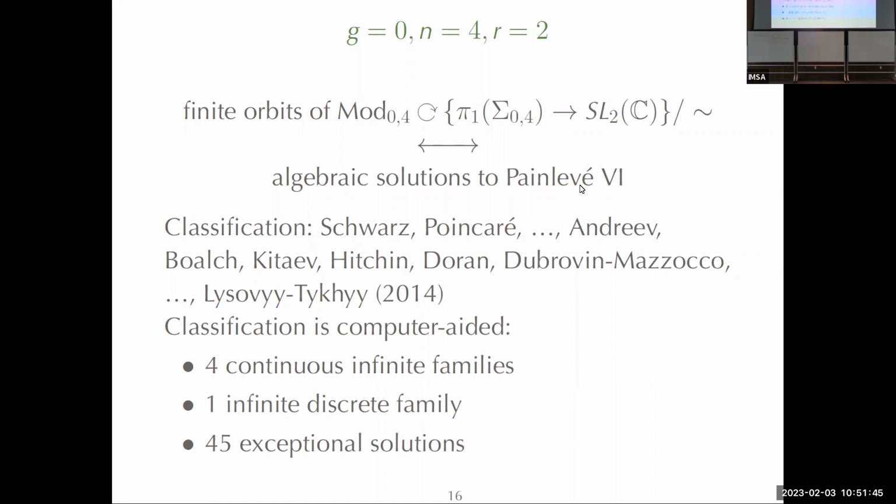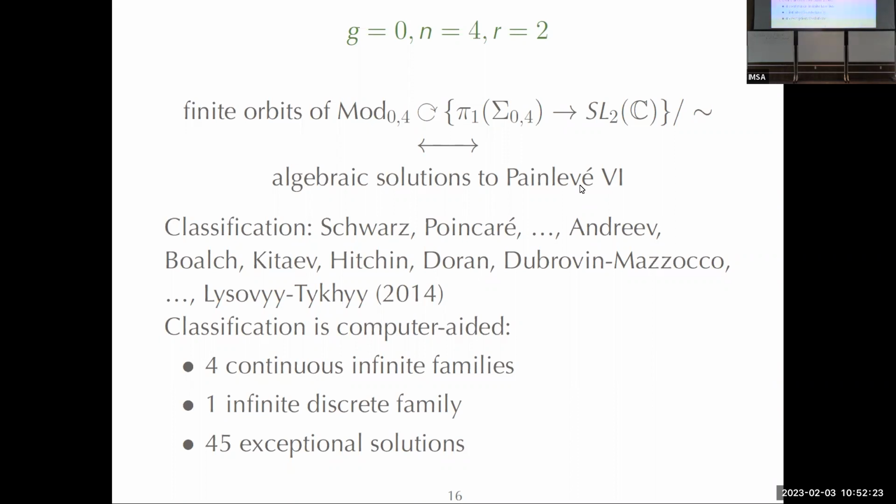and with a computer-aided proof by Lisovyy and Tykhyy. It's actually kind of cool. It turned out that Lisovyy and Tykhyy discovered that all the algebraic solutions had already been discovered by the time they got to the problem, and then their work was showing that the list was actually complete, which again required the use of a computer. And the nature of their classification is that there are 4 continuous infinite families of solutions, 1 infinite discrete family, which is really beautiful, and that's my favorite one, and then 45 exceptional solutions.